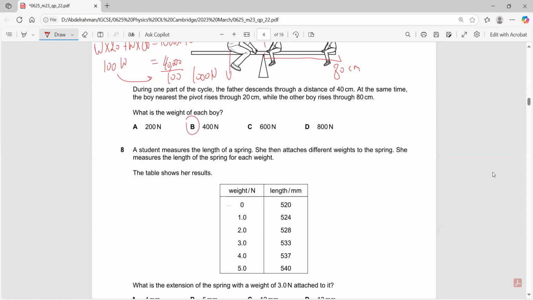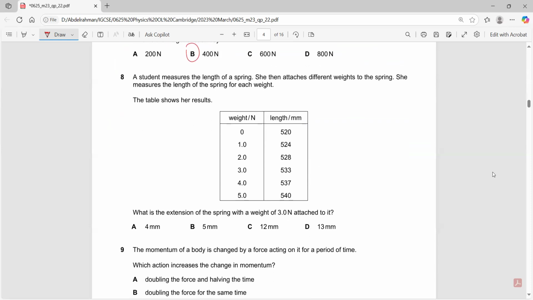A student measures the length of a spring. She then attaches different weights. The table shows her results. What is the extension when the weight of 3 newtons is attached? When you attach a weight of 3 newtons, can I find the extension? Yes, 533 minus 520, which is 13 millimeters.